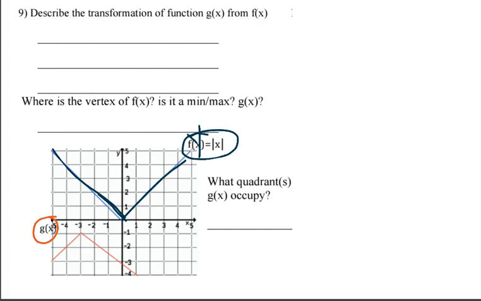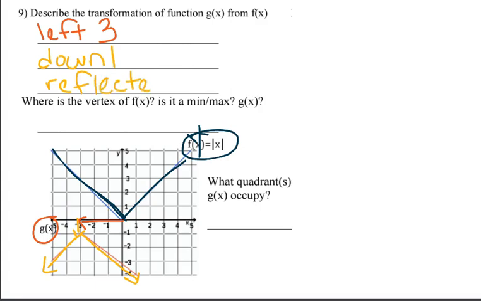What is different? Well, first off, I can tell that the vertex has shifted to the left 3. I can tell that the vertex has shifted down 1. And the last thing, the most noticeable one, is it's flipped down. And the word we use for that is reflected. That's the math word we're using, reflected. So those are the 3 transformations that we have for this graph.